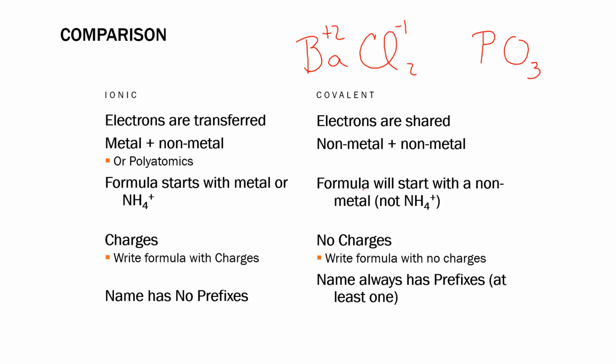Look at the compound, the formula. Does it start with a metal or NH4? Ionic. Does it start with a nonmetal that's not NH4? It's covalent. Look at the formulas. Look at the name. Does the name have a prefix? No, it's ionic. Does the name have a prefix? Yes. Be a little cautious of the disulfate, diphosphate, dichromate and disulfate. Be careful, but for the most part, if it has a prefix, it's going to be covalent, which means no charges, and you just count the number based on the prefixes.